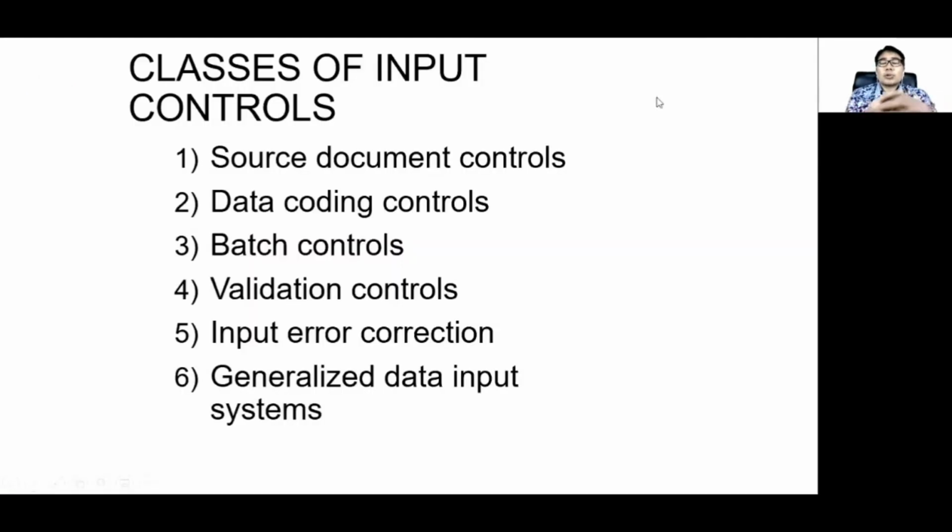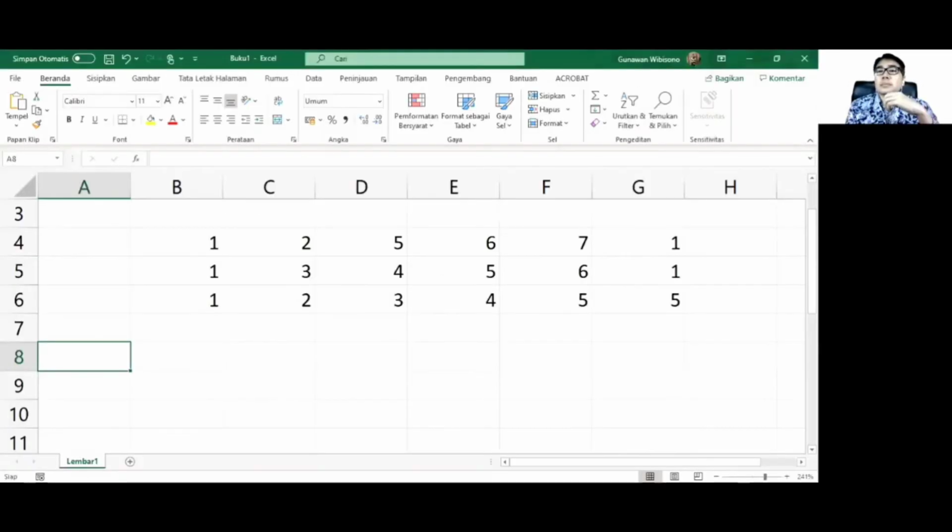The third input control is what we call the batch control. Batch control is not only for input control, but it can also be used for the process control. So basically what we do here is try to batch some of the inputs first, and then make a control based on the batch input controls. There are several types of batch control. For example, we have the control totals and we have the hash totals. Now I'm going to demonstrate you a few of those examples.